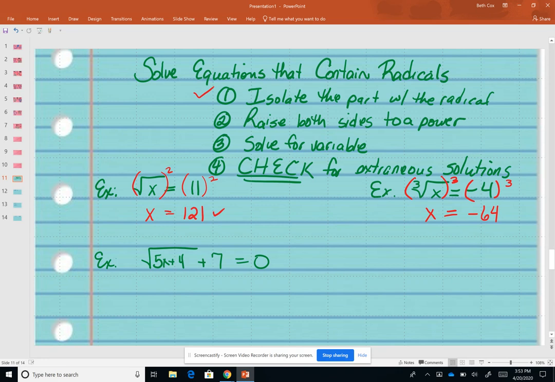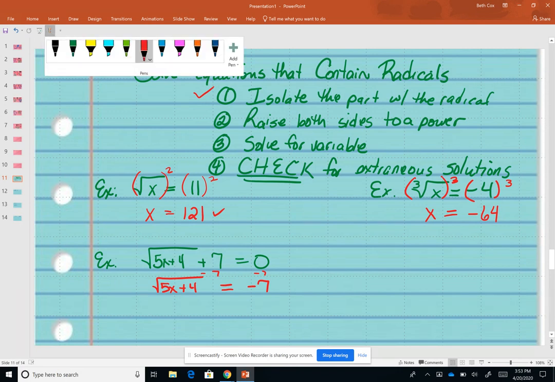Okay, so now let's move on to the third one, the more interesting one. I have to isolate the part with the radical. And if you'll notice, it's not isolated. There's a plus 7 over here. So I'm going to subtract 7 on both sides. And that's going to give me the square root of 5x plus 4 is equal to negative 7.